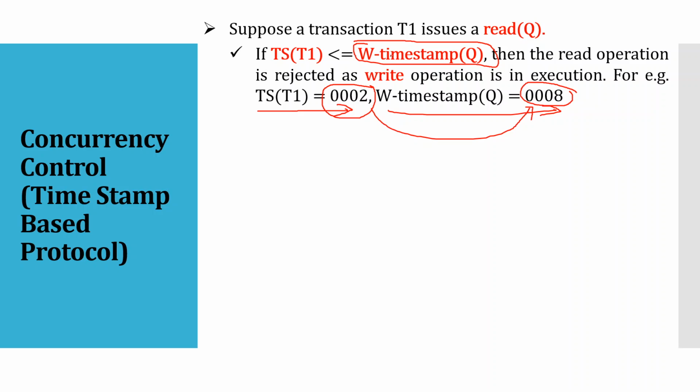So the read operation is indirectly rejected because the write operation is already in execution.